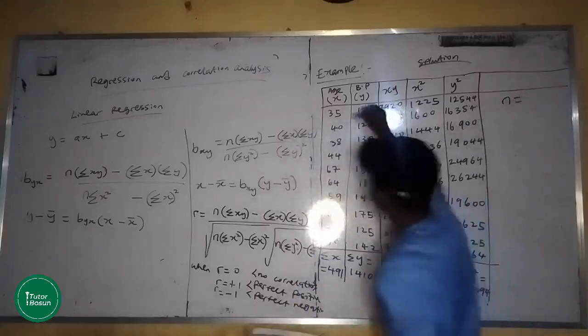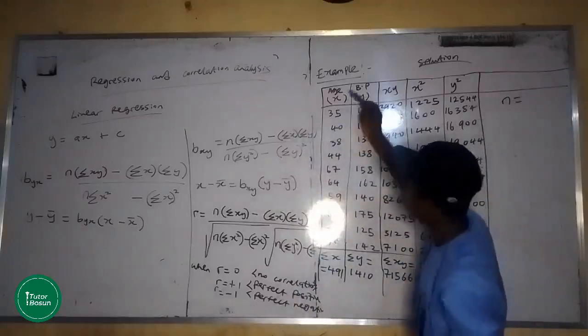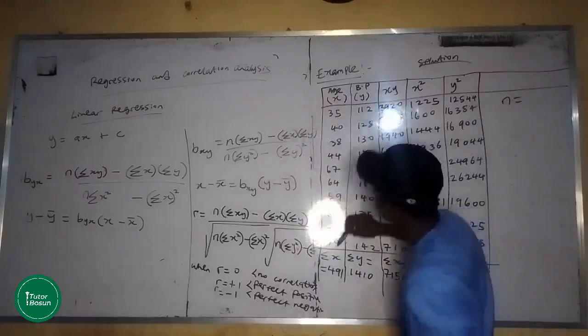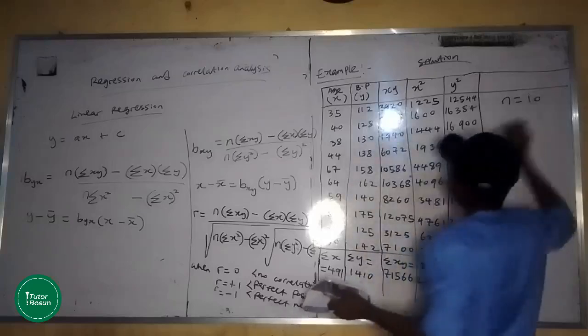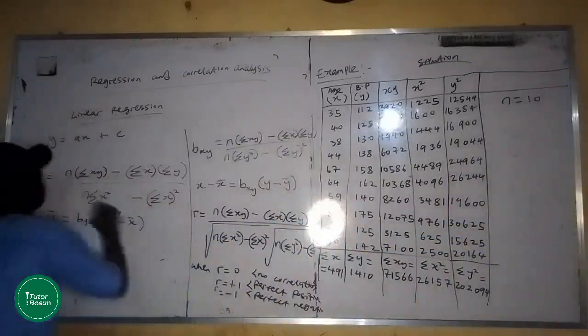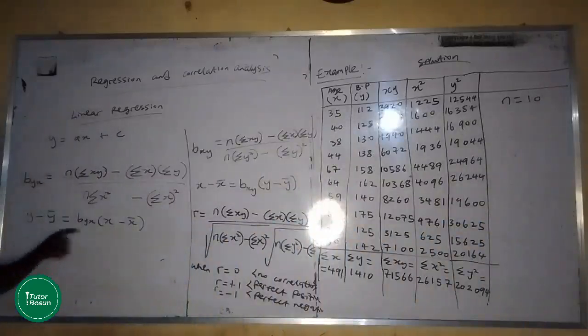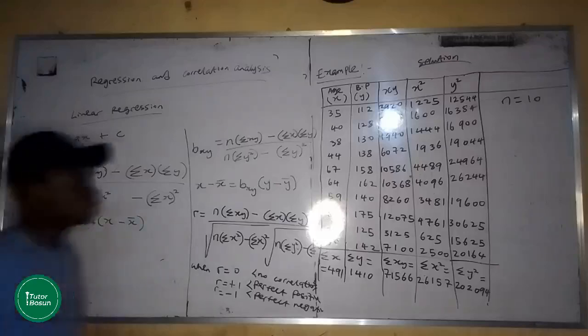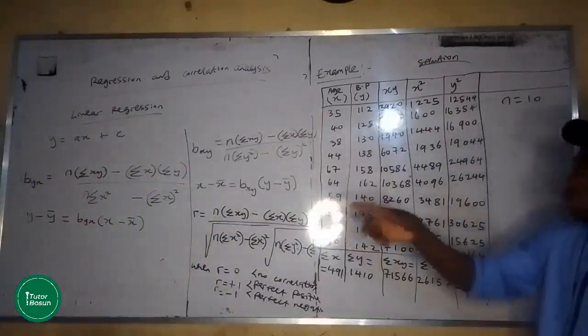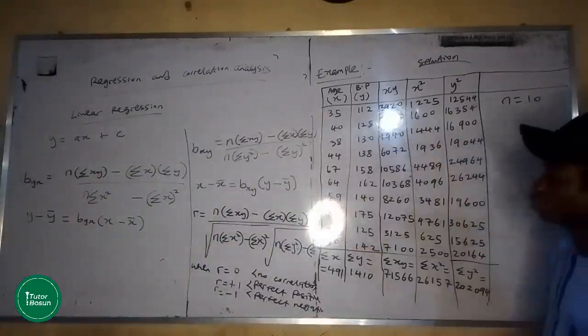We know our n in the formula is the number of the population: 1, 2, 3, 4, 5, 6, 7, 8, 9, 10. Our n is 10. So from here, you can determine our y bar and our x bar. You'll be needing x bar and y bar to calculate your regression of y and x and your correlation.